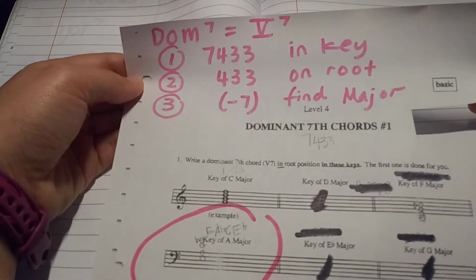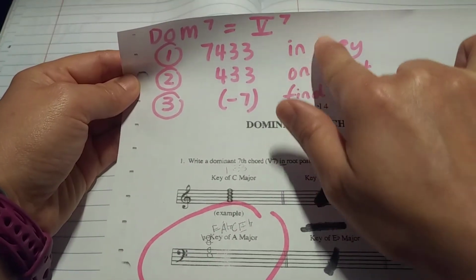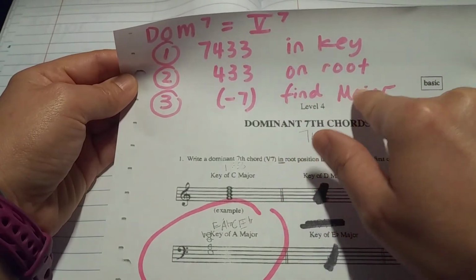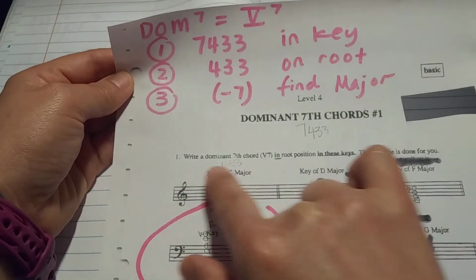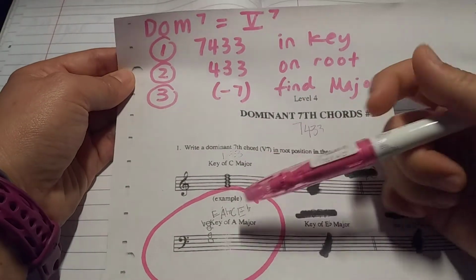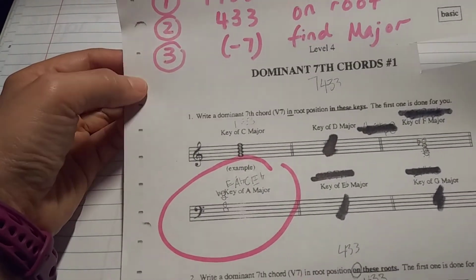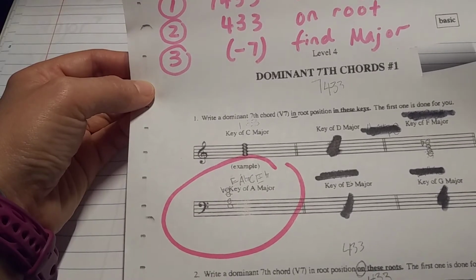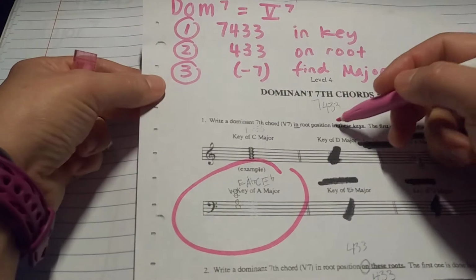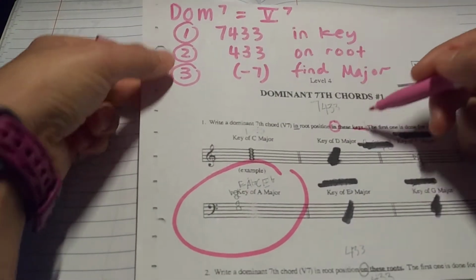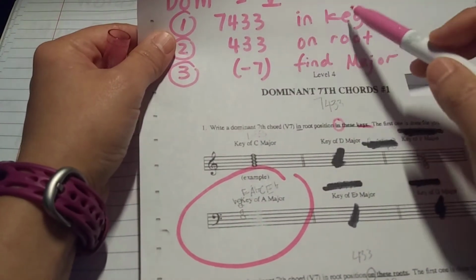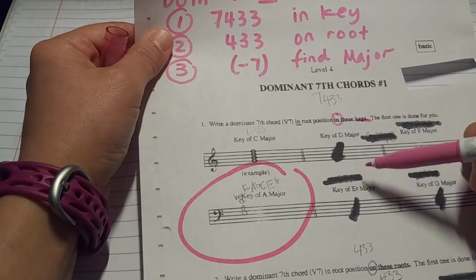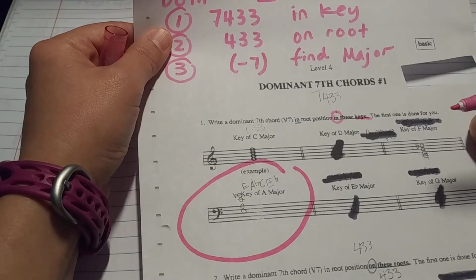Okay, all right, so the key word here is in. The word in, the key on the root, and when you find major. Okay, so if you read this line right here, the instructions say write a dominant 7 chord in root position in this key. So it is the word in the key. So when you use in key, you use 7 4 3 3. So you write a 7 4 3 3 here, then you can count the 7 4 3 3 half steps.